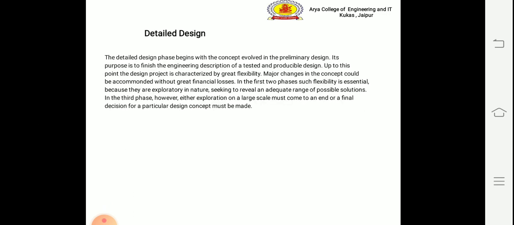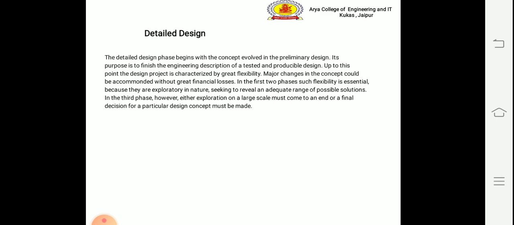Now, detailed design. The detailed design phase begins with the concept evolved in the preliminary design. Its purpose is to finish the engineering description of a tested and producible design. Up to this point, the design project is characterized by great flexibility. Major changes in the concept could be accommodated without great financial losses.